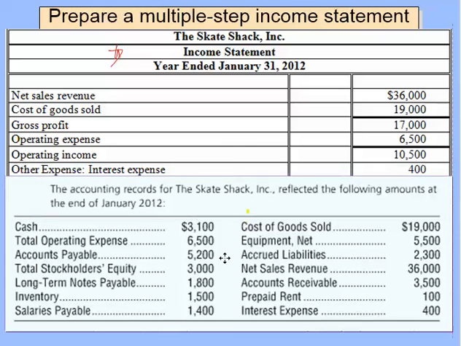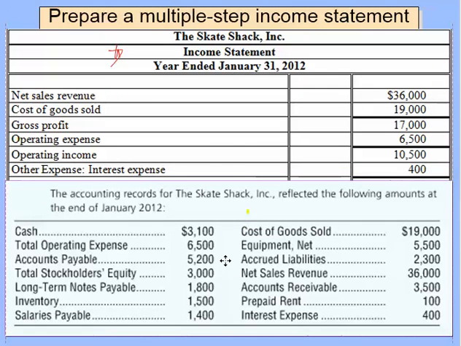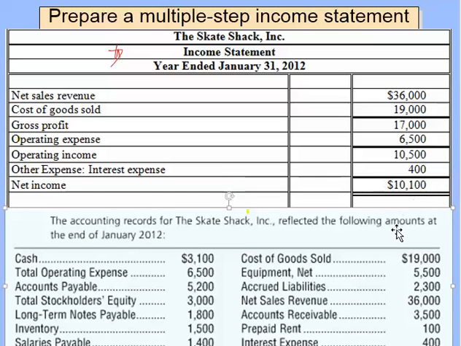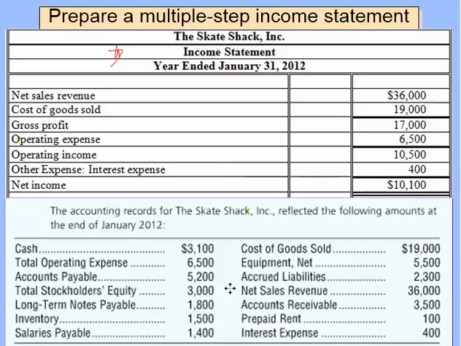But in this particular example, we have an other expense, which is interest. Often that isn't considered part of our operating expenses. That will be in a separate line item afterwards, along with our taxes. And that will give us net income now of $10,400.